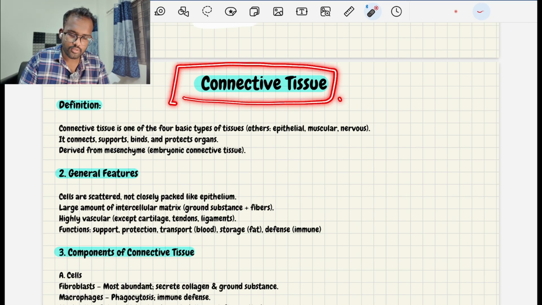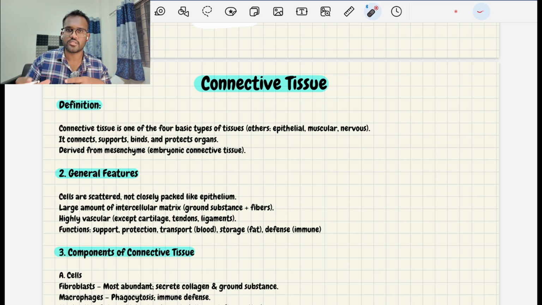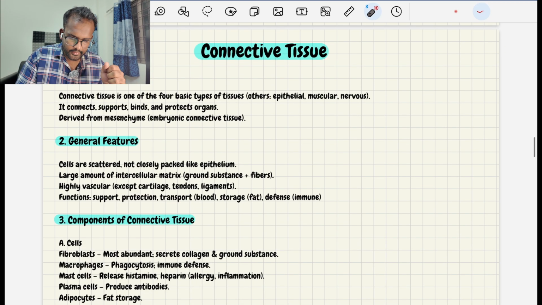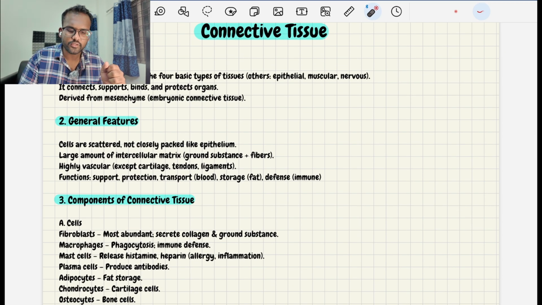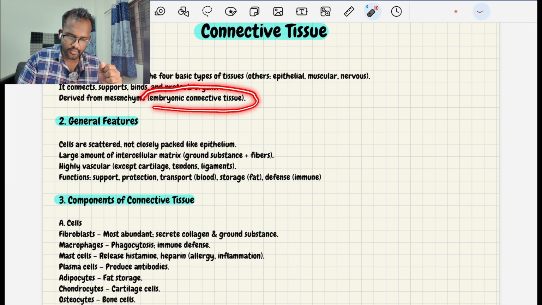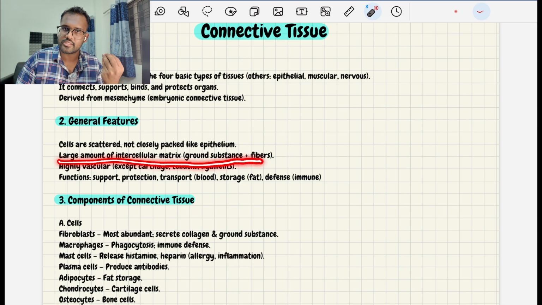What is connective tissue? Connective tissue is majorly of bone, blood. This is called connective tissue, where it connects multiple organs, multiple tissues. It's a wide variety. So here you have to remember, this is derived from mesenchyme cells, which is embryonic connective tissue. It is not closely packed like epithelial tissue, but it has a large amount of extracellular matrix like ground substance plus fibers.